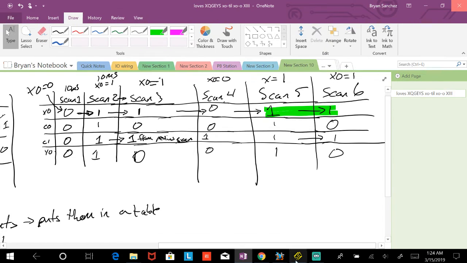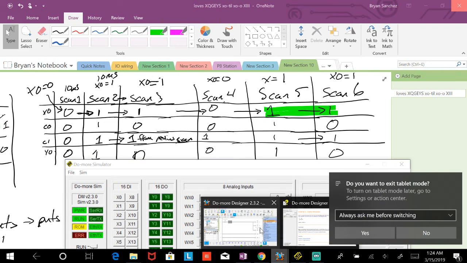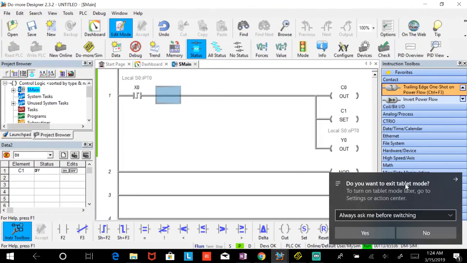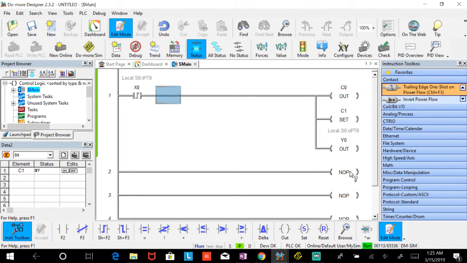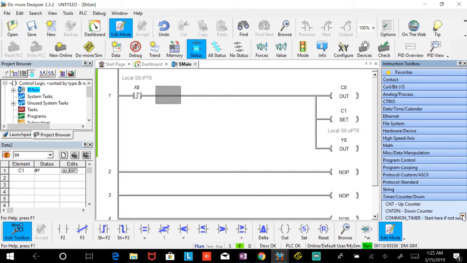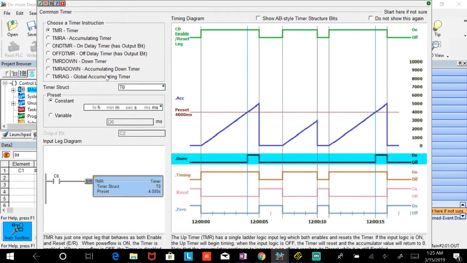I'm going to prove it to you guys. There's another way of proving it too. There's another timer we have not discussed yet, and we probably won't discuss it. If you want to research it, you can. So we're going to go timer. Let's put it right here. And it's called a timer down, global timer.